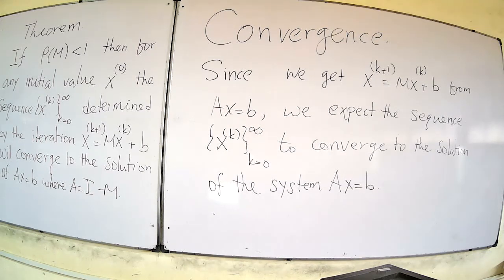So if the spectral radius is less than 1, you already know what the meaning of spectral radius is. We studied that in the second chapter. So if that is less than 1, then we can prove that the sequence will converge. We shall prove these results in the next class, and then we will see the convergence of the other two methods as well.